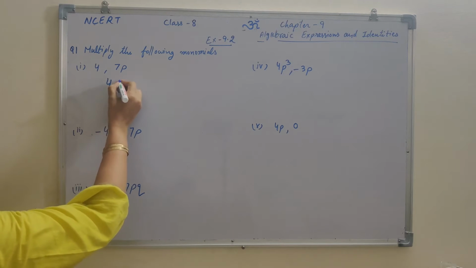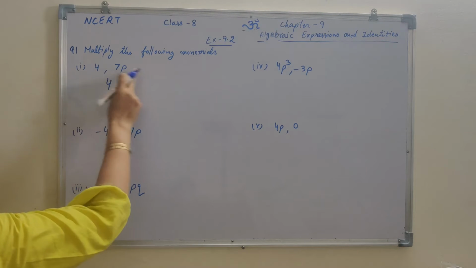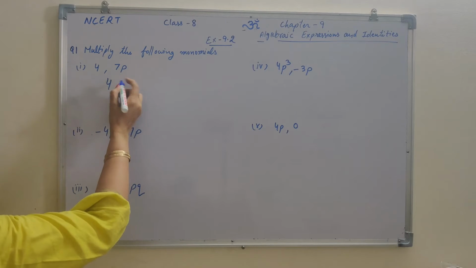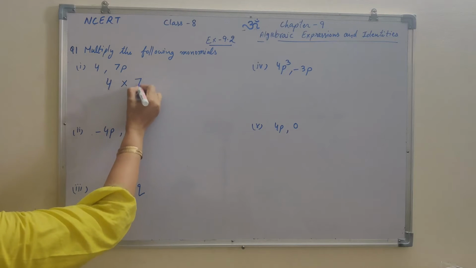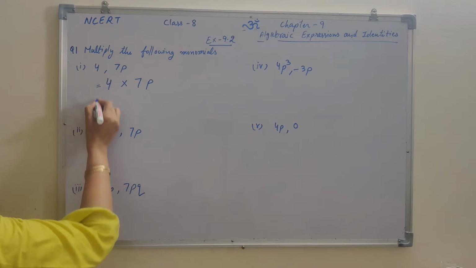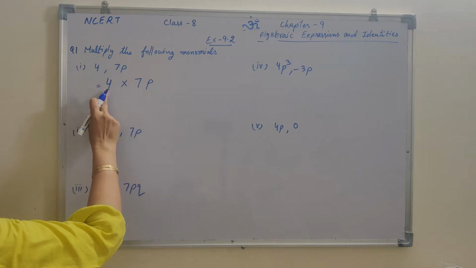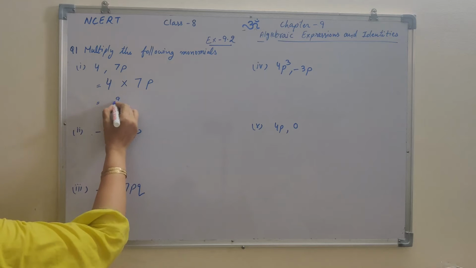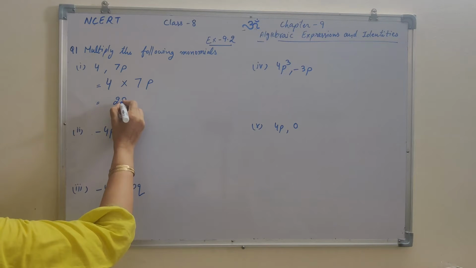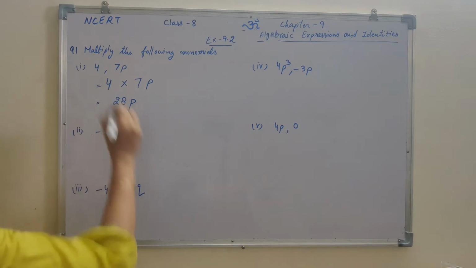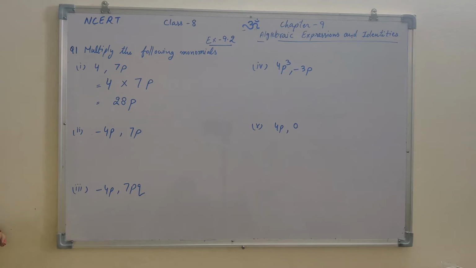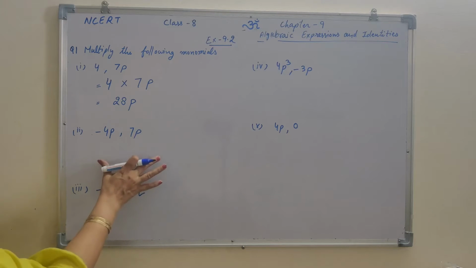Multiply means we are multiplying. Here the 2 monomials are 4 and 7p. So it is 4 multiply 7p. As you know, we will multiply numerical values. So 4 sevens are 28 and this variable will come here. So the answer is 28p. It is very easy. We see the next part.